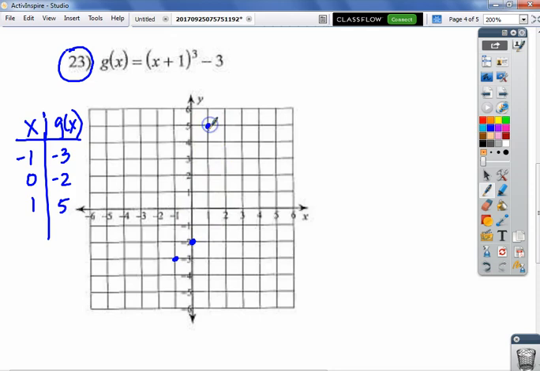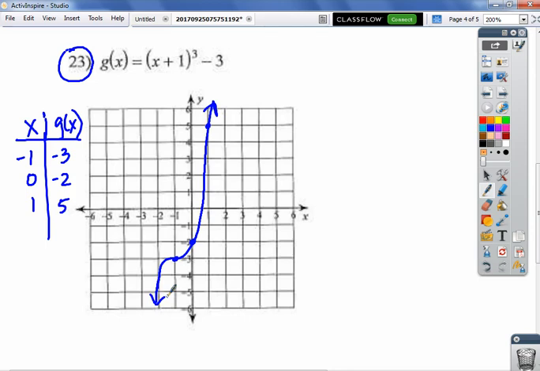And because it's a cube root, we know it's going to look something like this. We're going to go blue. It's going to look something like this, right here. There's our cube root function.